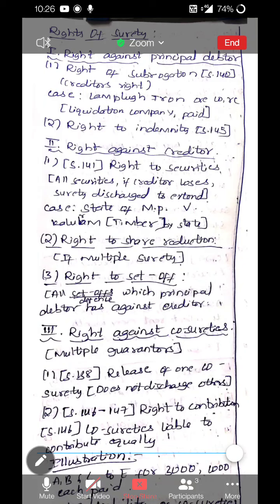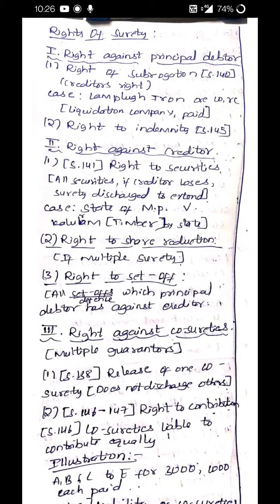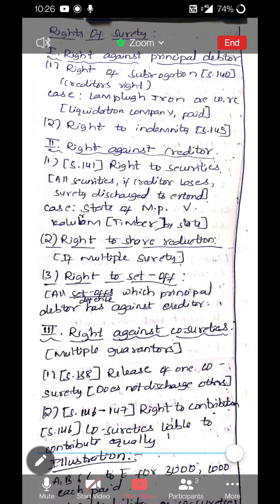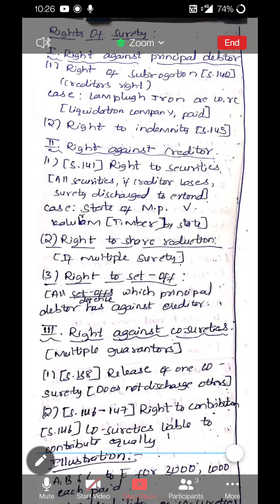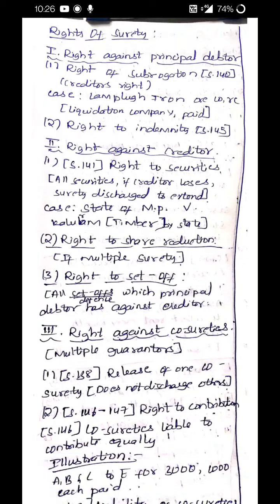So who are co-sureties? Co-sureties are multiple guarantors. If there is more than one person who guarantees, they are called co-sureties. Section 138 says that release of one co-surety does not discharge the others. For example, the creditor releases one co-surety and brings a suit against the other sureties. The release of one co-surety does not discharge the others. The others will still have to pay. Also, if the creditor releases one co-surety, that does not mean that co-surety is free. The other co-sureties can still ask him to pay his share.